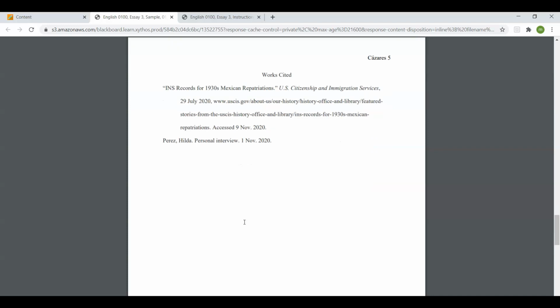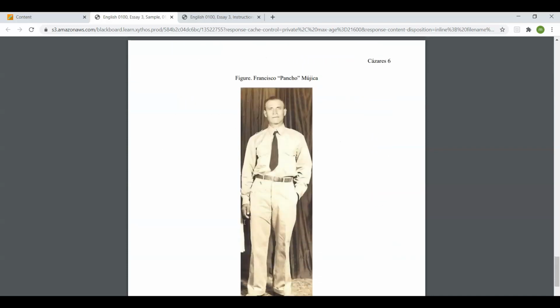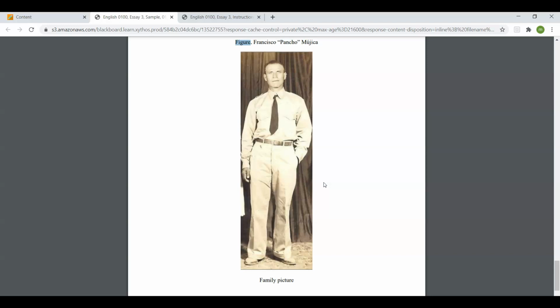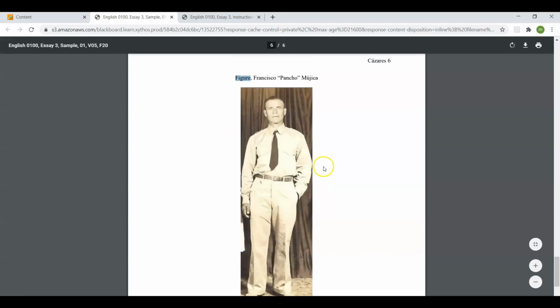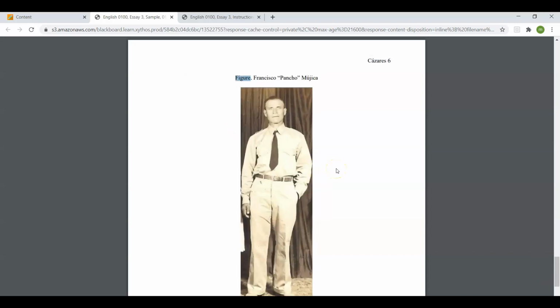And then there is a last page, which is a figure. A figure is an image or a chart or a graph. I chose to put an image, basically a picture. And I imagine that's the one you're going to choose too. You probably will be providing a picture of the person that you are writing about, or maybe a picture of something related to the person if you don't have a picture of the person. And so this is the figure.